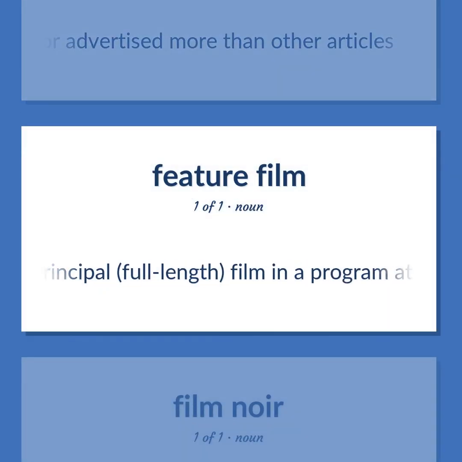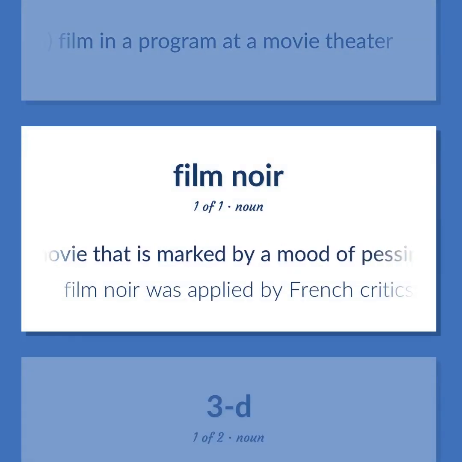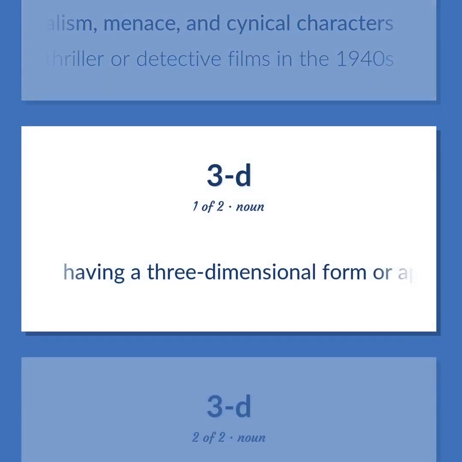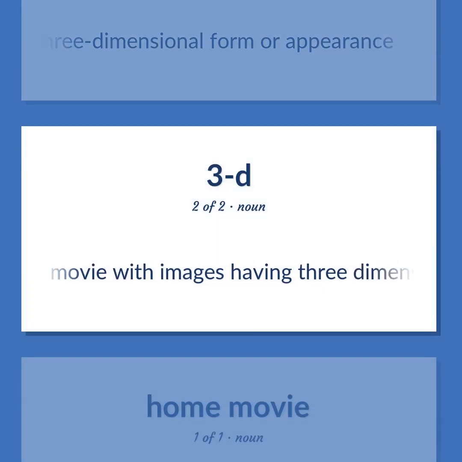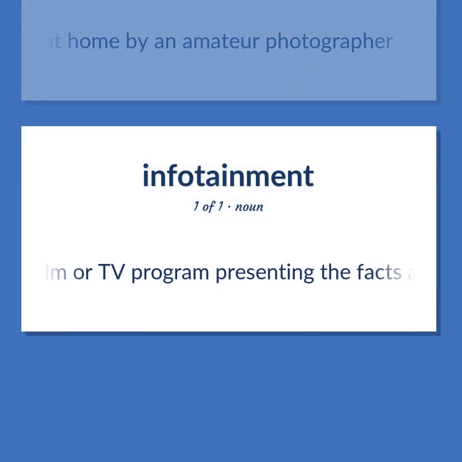The principal, full-length film in a program at a movie theater. A movie that is marked by a mood of pessimism, fatalism, menace, and cynical characters. Film noir was applied by French critics to describe American thriller or detective films in the 1940s. Having a three-dimensional form or appearance. A movie with images having three-dimensional form or appearance. A film made at home by an amateur photographer. A film or TV program presenting the facts about a person or event.